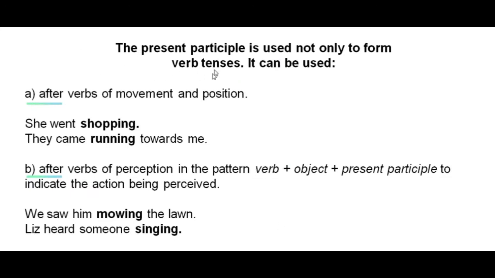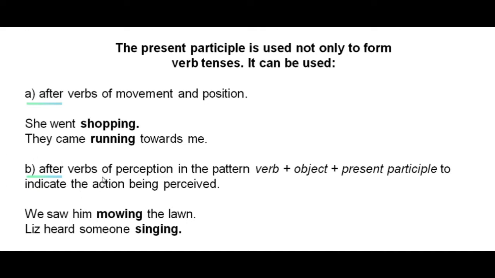Now the present participle is used not only to form verb tenses, it can also be used A. After verbs of movement and position. For example, she went shopping. After a verb of movement and position, went. They came running towards me. After a verb of movement and position, again, came.